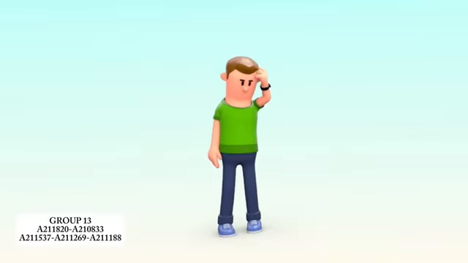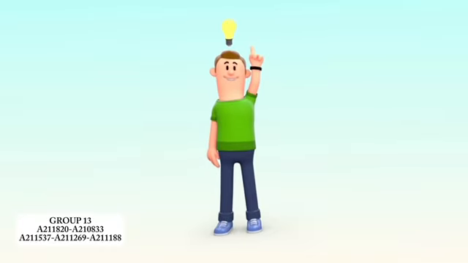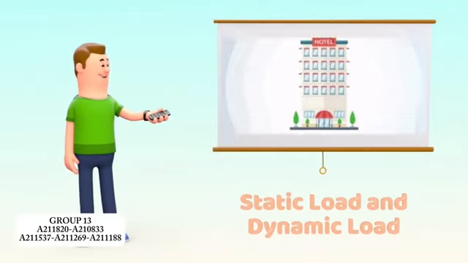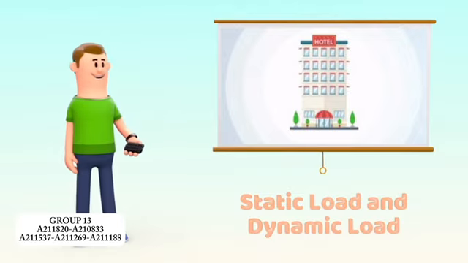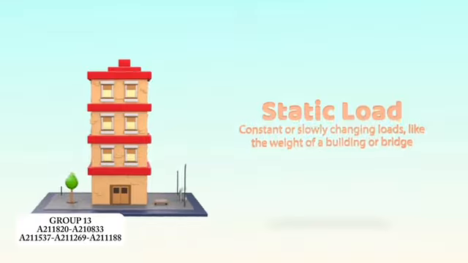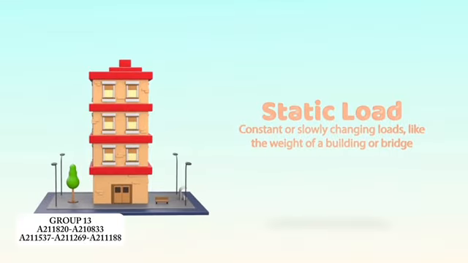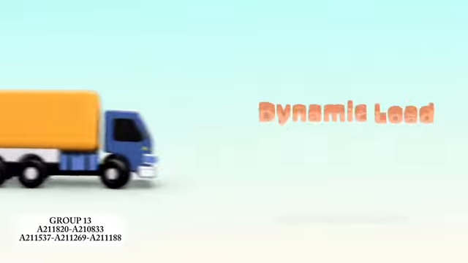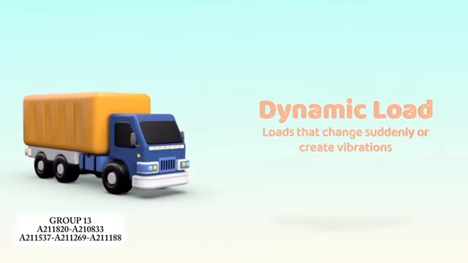Before we test materials, we need to understand how they are loaded. There are two types of loading, which are static load and dynamic load. Static load is a constant or slowly changing load, like the weight of a building or bridge, while dynamic load is a load that changes suddenly or creates vibrations.